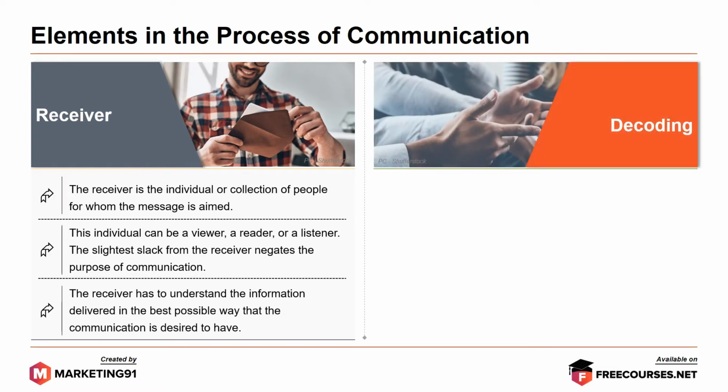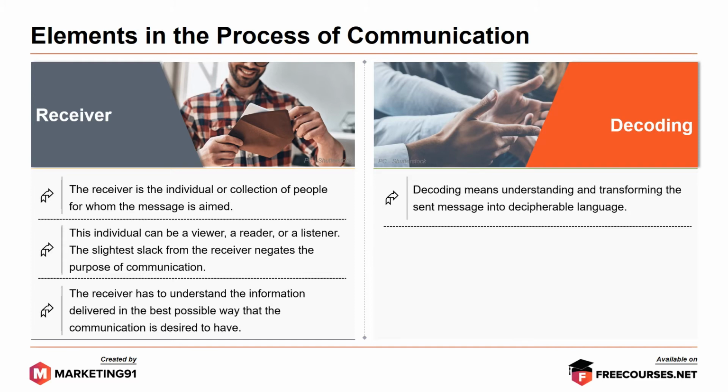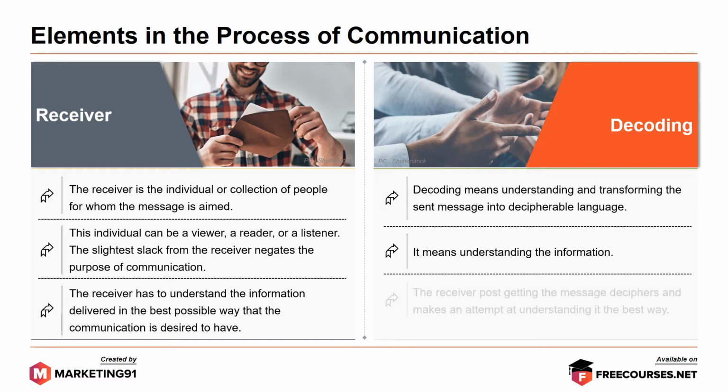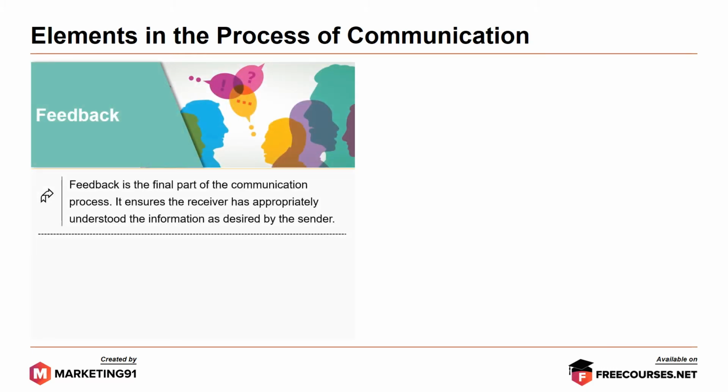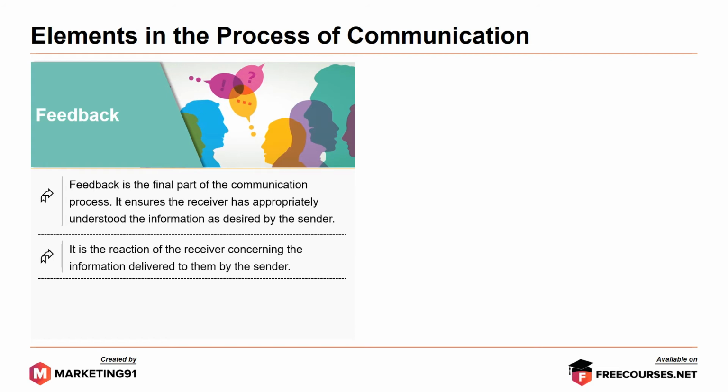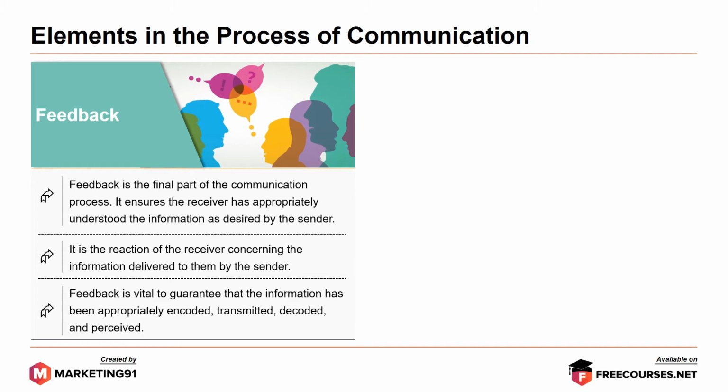Next element, decoding. Decoding means understanding and transforming the sent message into a decipherable language. It means understanding the information. The receiver post getting the message deciphers and makes an attempt at understanding in the best way. And the final element, feedback. Feedback is a final part of the communication process. It ensures the receiver has appropriately understood the information as desired by the sender. It is the reaction of the receiver concerning the information delivered to them by the sender. Feedback is vital to guarantee that the information has been appropriately encoded, transmitted, decoded, and perceived.